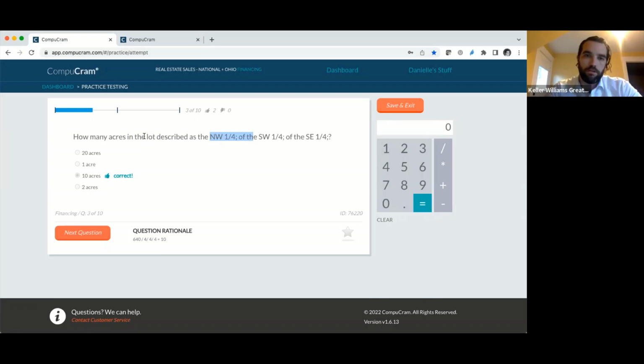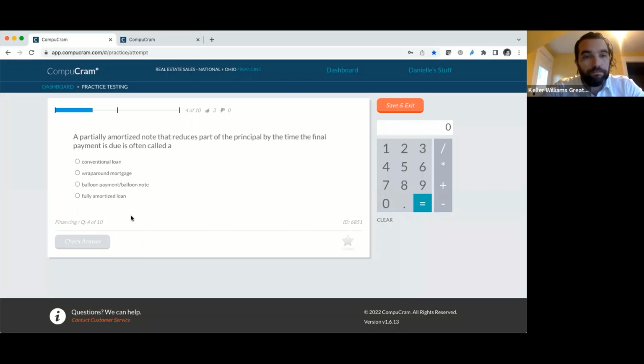And so when they start describing these by quarters, you're just going to divide by the denominator. It could say halves, it could say quarters, it could say eighths. So 640 divided by 4 is 160. Then you divide that by 4 to get to 40, and then you divide that by 4 to get to 10. Right? So the northwest quarter of the southwest quarter of the southeast quarter, divide by 4, divide by 4, divide by 4.